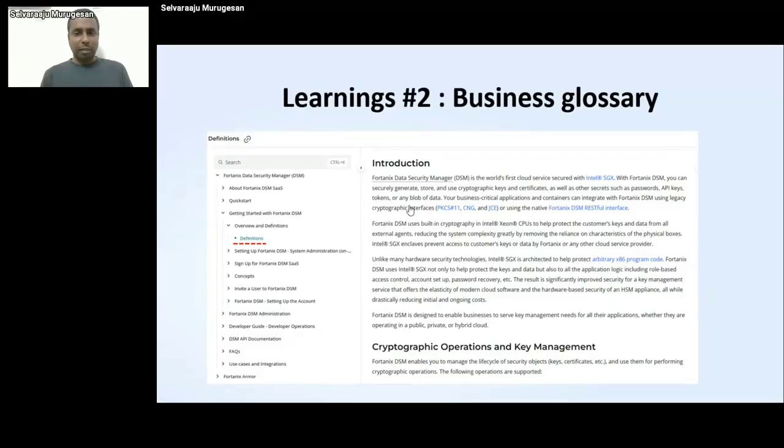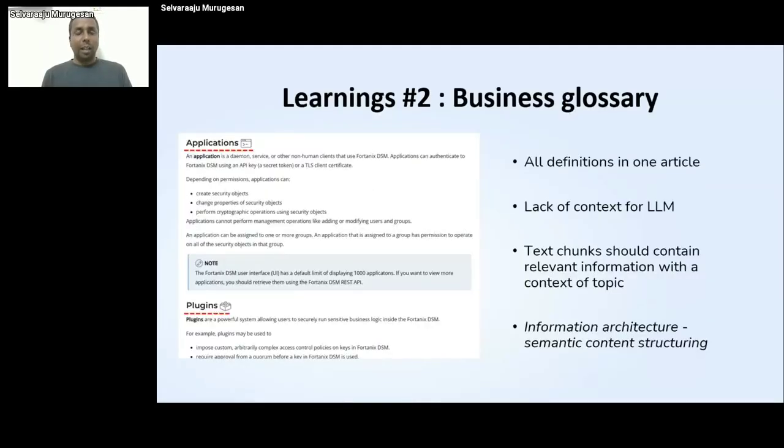The other aspect is the business glossary. If you look at the example here, they have an article called definitions, and they dump all the definitions into one article. But having all definitions in one article lacks the context for an LLM. Basically, if you have a definition, you've got to put it as part of the article rather than curating all the definitions under one article. That's not how RAG usually works, and it's not a good information architecture to have.